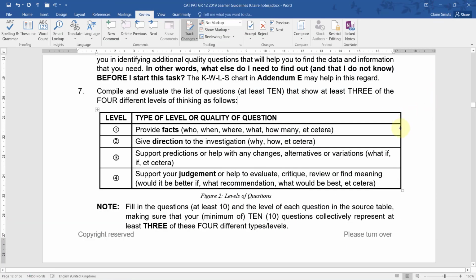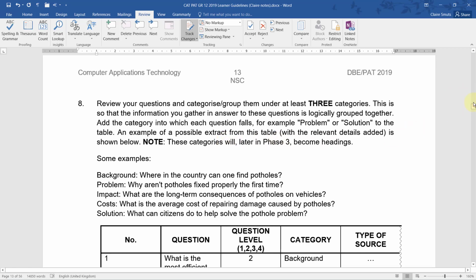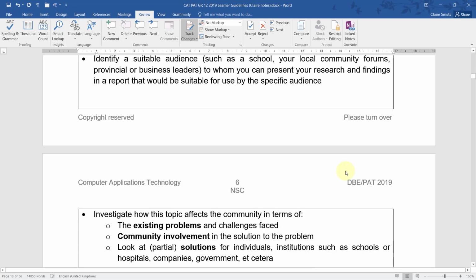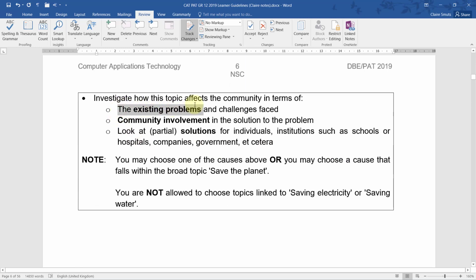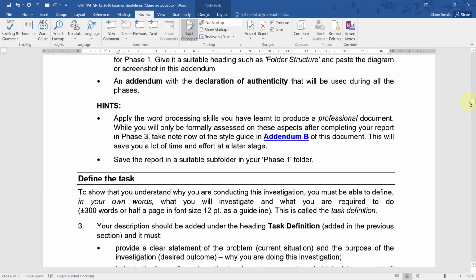The questions you ask need to fall under 3 different categories. Now, categories, we spoke about that earlier. It's the same as the subtopics. So we looked at it over here by the topic, where we said we can have a look at the existing problems. So that would be the problem. Community involvement, you could say public awareness, or even just call it community involvement, that's fine. And solutions can be a category or a topic as well.